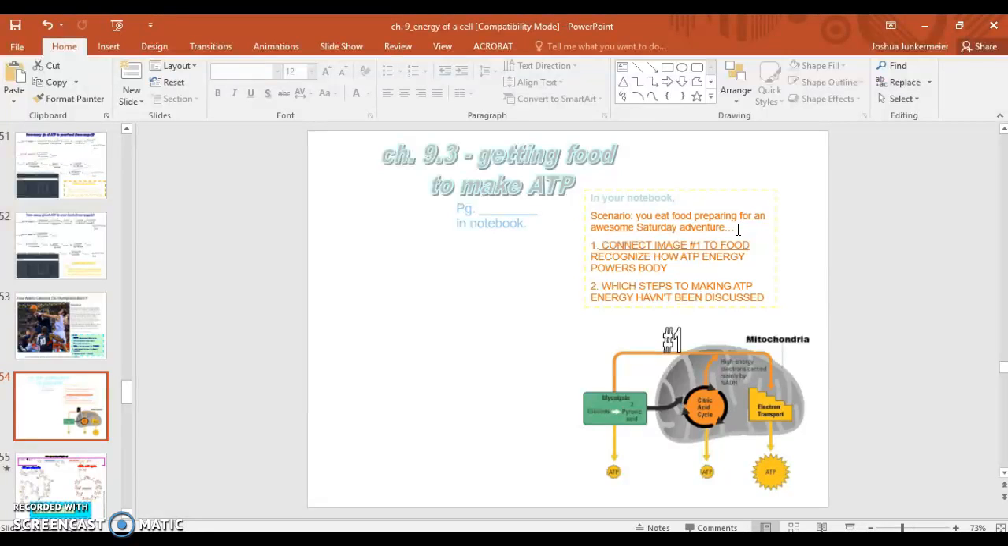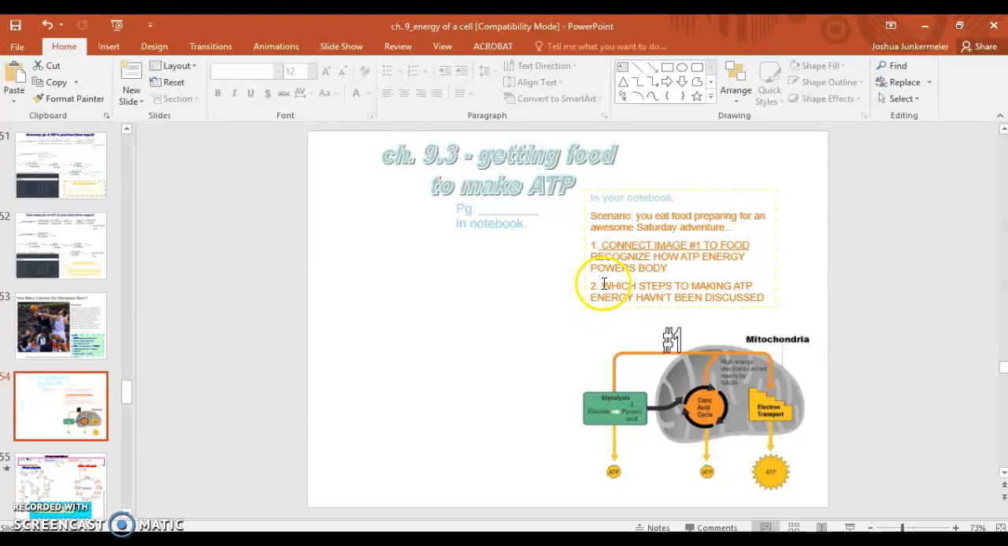And then it says connect image 1. Right here, this is image 1, this whole thing. This is a familiar picture. Relate this picture to you eating food before you go out, because this picture represents how food is handled in the body and the point of eating food. So relate this picture to your real life when you eat some food before you go do something.